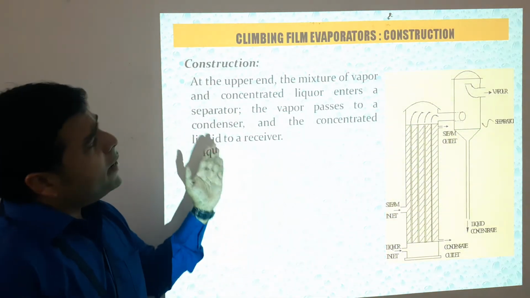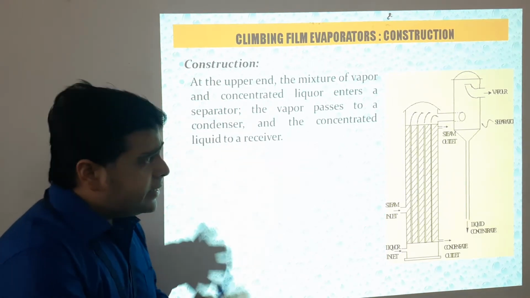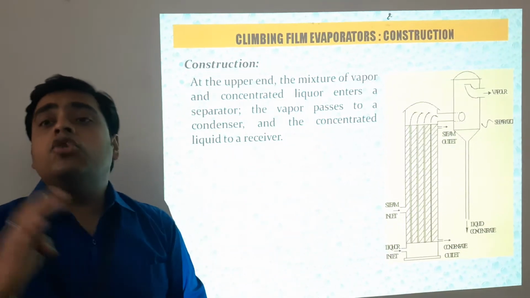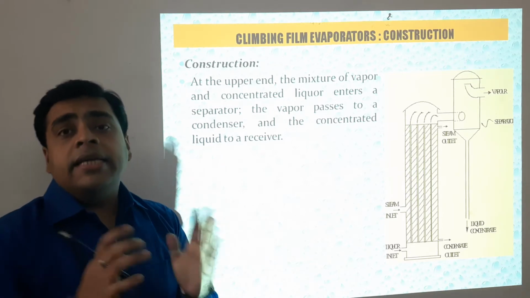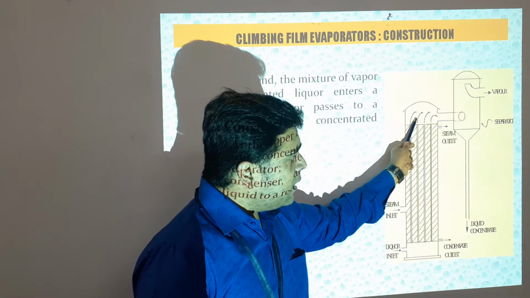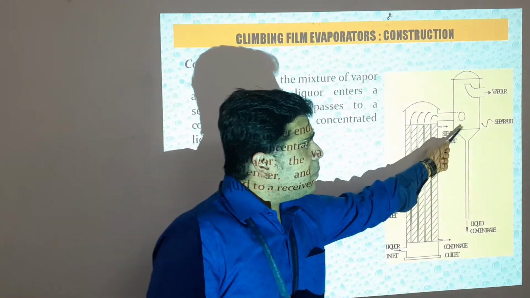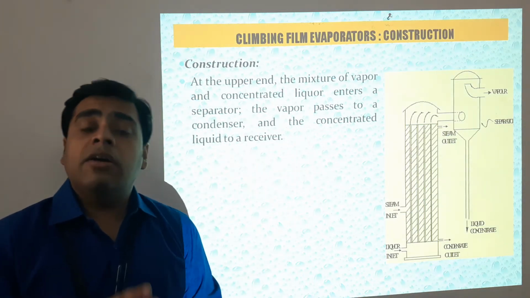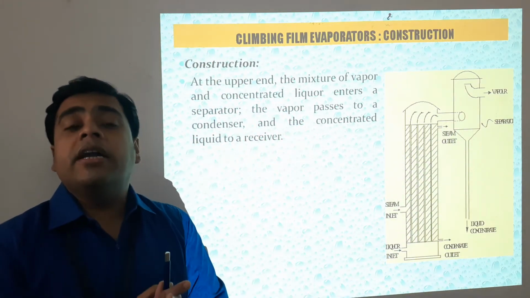Next, at the upper end, the mixture of vapor and concentrated liquor enters the separator part, and the vapor passes to a condenser, and the concentrated liquid is collected in a receiver. The vapor enters tangentially into this particular head, the separator part. We have studied separators in our previous chapters, so any type of air and vapor separator we can take.